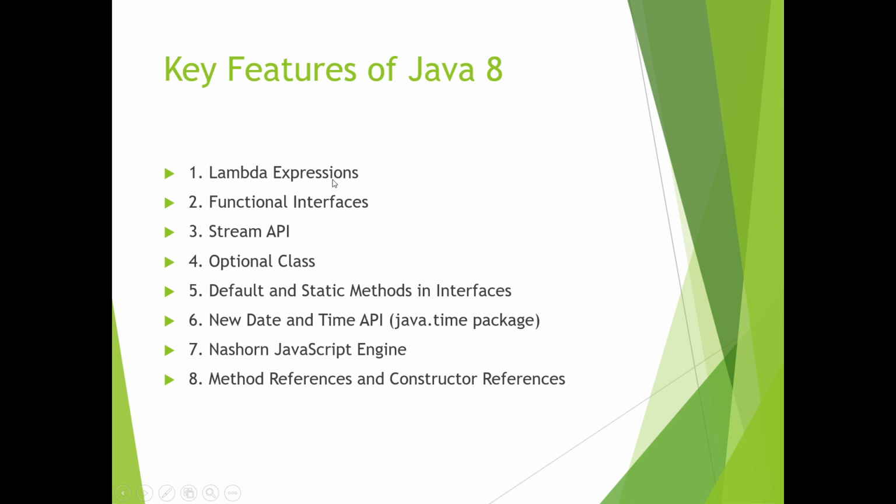A lambda expression is an anonymous function. There is no name, no modifier, no return type. Previously, we simply wrote a method. For example, if you want to add two numbers, you create one method: public void add, passing two parameters, int a, int b, then System.out.println(a + b). Then you get the addition result, right?